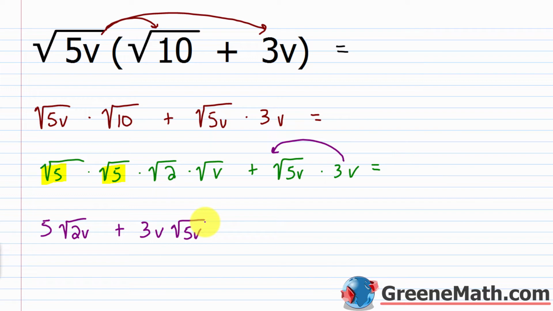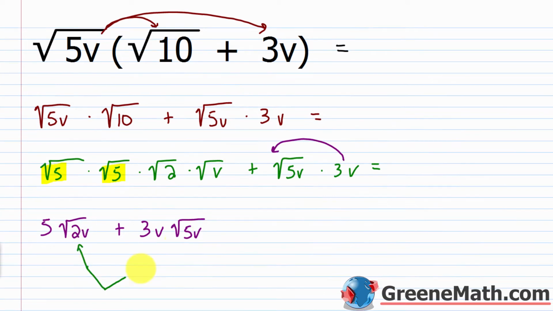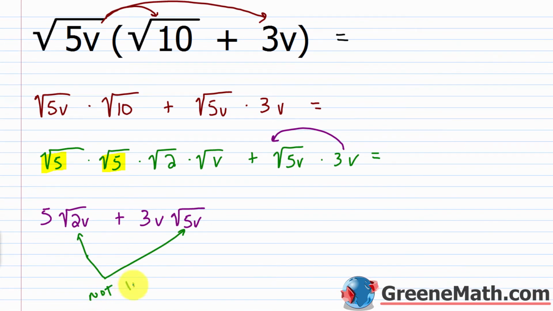Now, is there anything else I can do to simplify? I want you to think back to when we added and subtracted radicals. We had to have like radicals, okay? These are not like radicals. If I look at this guy right here, and I look at this guy right here, they're not like radicals. Why? Well, they have to have the same index, which in this case they're each square roots, so that's a check. But then they have to have the same radicand. This is a 2v, and this is a 5v. Those are not the same, okay? So they're not like radicals.